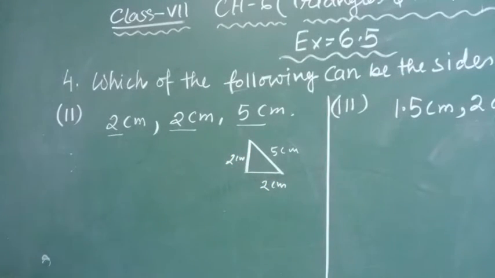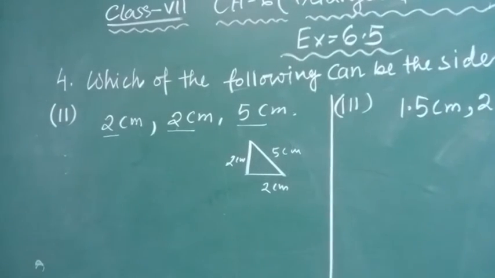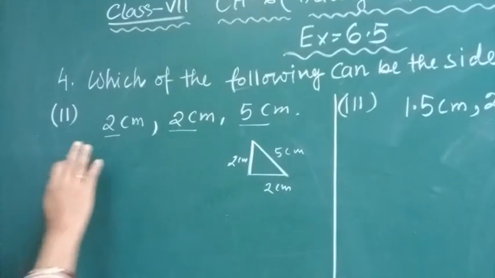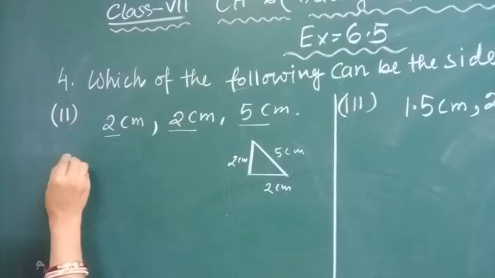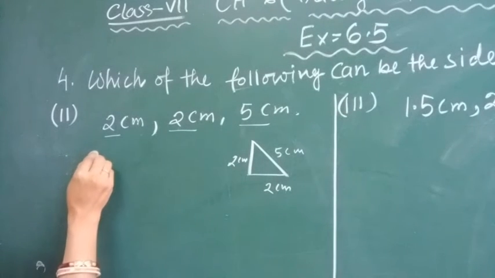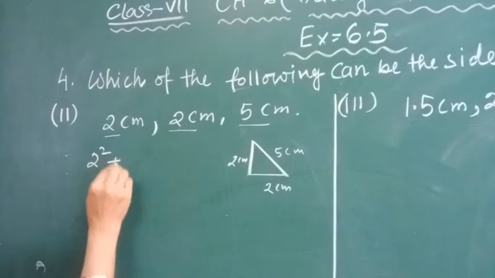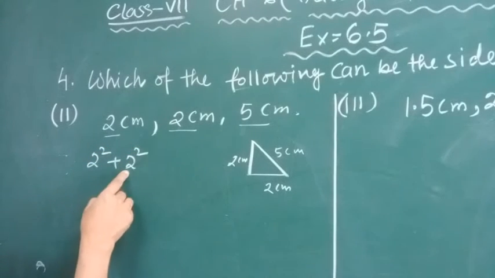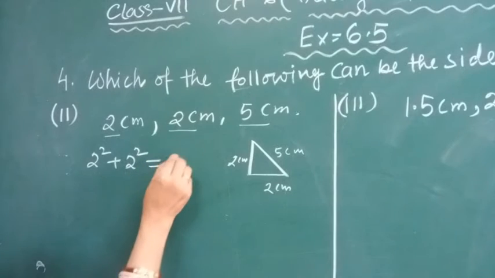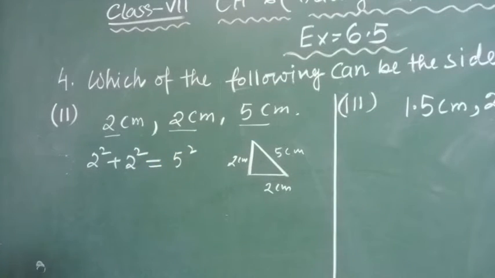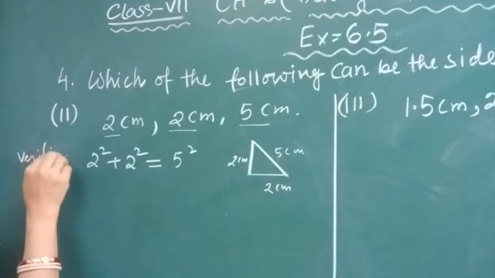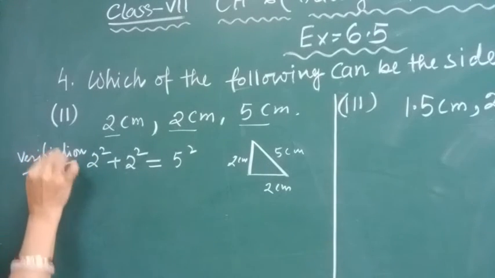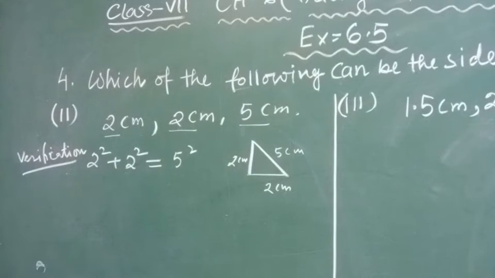Is that clear? So if it is the sides of a right triangle, then it must be true by using Pythagoras theorem for checking. The sum of the squares of the smaller two sides will be equal to the square of the larger side. Verification. So we will verify first whether they are the same or not.